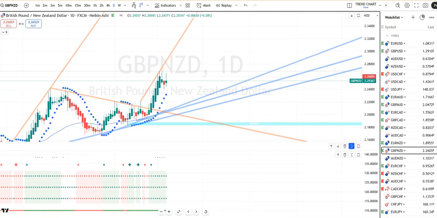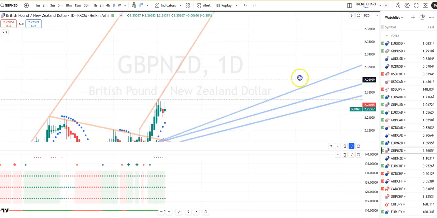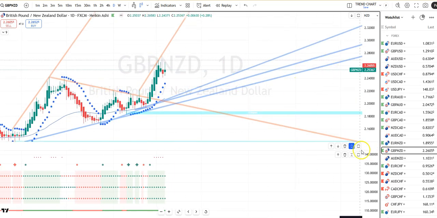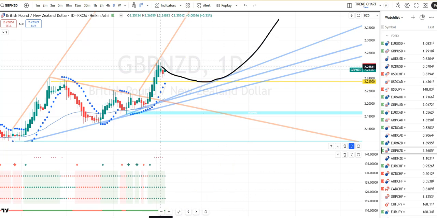And again, the pound New Zealand, yeah, we do expect further upside momentum to come in and then do something like this. Again, no target. This is a breaker structure. So we can draw a line here. Any pullback into this area here is likely to be a fantastic opportunity to make a lot of money.